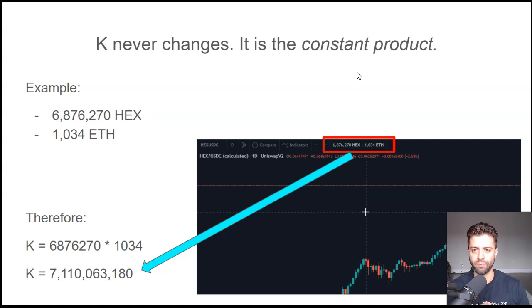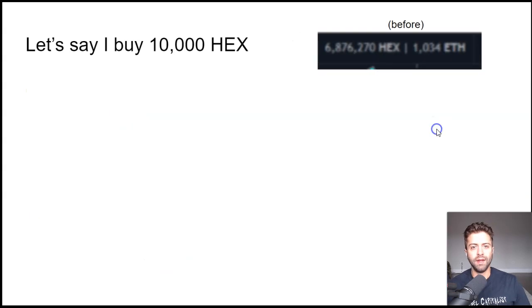If you ever want to go to Dex.Vision and calculate this for yourself, you can always find the liquidity, basically the quantity of each coin on each side of the liquidity pair, up in the top corner of the graph. This is just a screenshot from Dex.Vision. I have a blurry picture up here because we want to remember the numbers, and unfortunately I didn't zoom in enough, but this is the before case. Before we do anything at all, we see 6,876,000 Hex and 1,034 ETH.